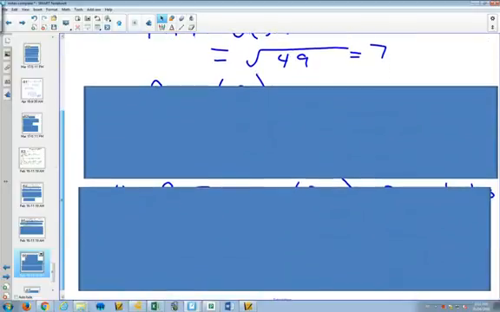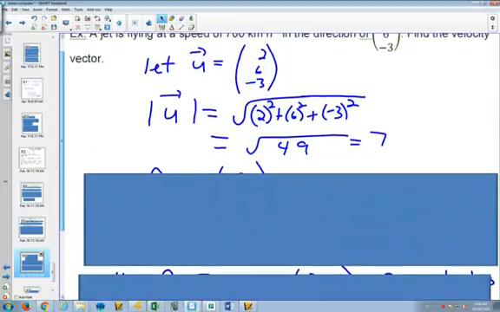So this example does lend itself to a shortcut because the numbers are nice. Its length is 7. We want a length of 700. What should we do? Multiply by 100. So if we would multiply that direction vector by 100, we would get that.